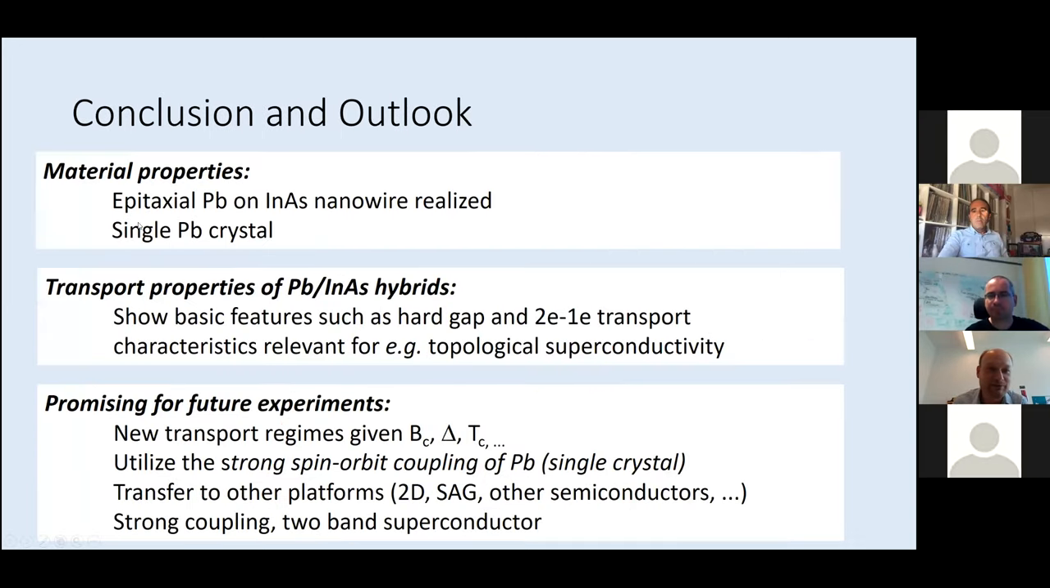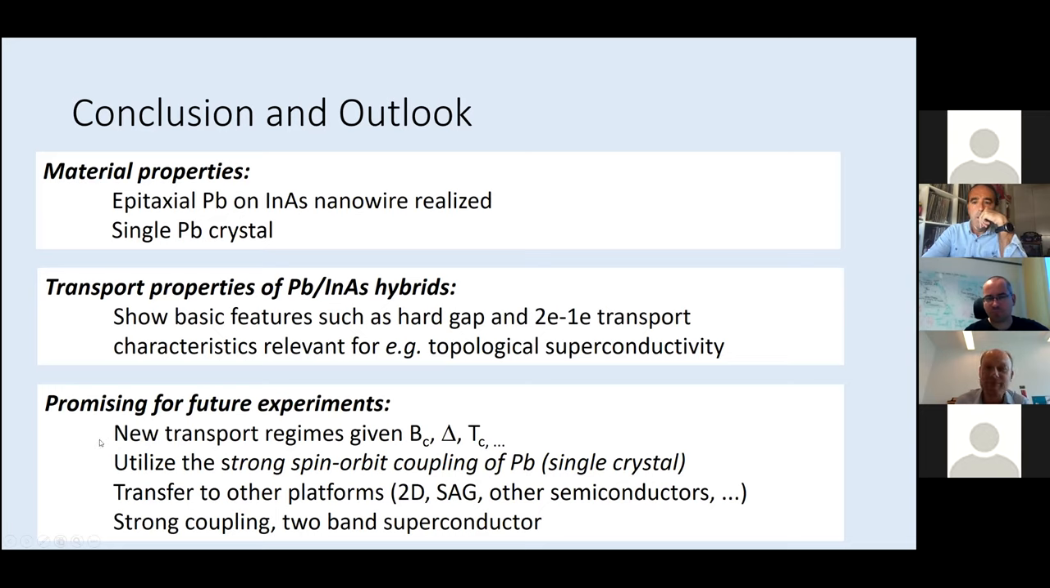I'll just briefly sum up that the material property of this hybrid is actually very nice. It turns out that this combination, lead on indium arsenide, is the only combination where you can have a single crystal, at least for elemental superconductors. And for the transport, we just showed very basic initial measurements on this type of hybrid. We have shown that there's a hard gap, which is quite nice, and also indications of a 2e to 1e transition in these devices. And finally, to make a little bit of outlook.